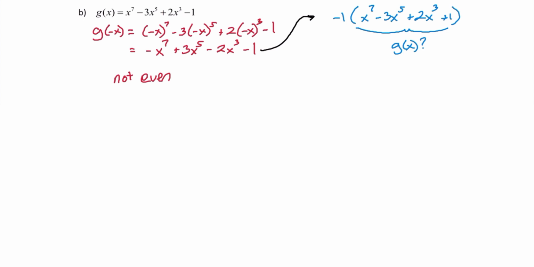And notice it's not. It's very close, but notice on the end, the constant in g is negative 1, and the constant inside our parentheses is positive 1. So the inside of the parentheses is not the original, which means it's not odd. So we have no symmetry here. It's not symmetric about the origin or the y-axis.